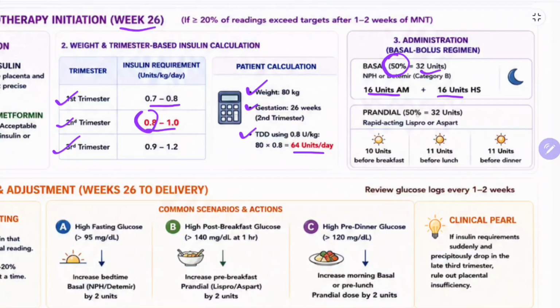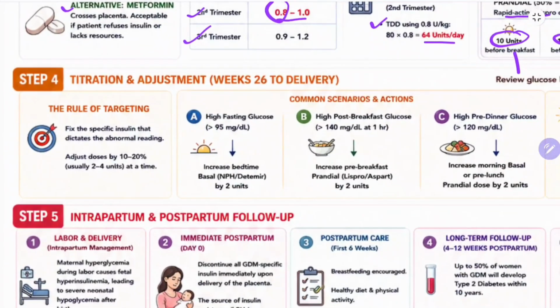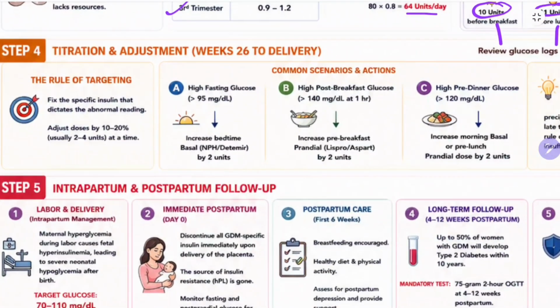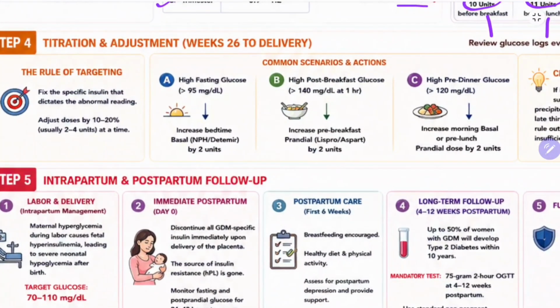So how will you distribute? Prandial 32 units, for example, rapid acting Lispro and Aspart: 10 units before breakfast, 11 units before lunch, 11 units before dinner. So 10 plus 11 plus 11 is 32. Now titration and adjustment, weeks 26 to delivery.